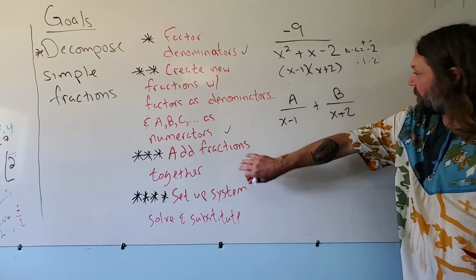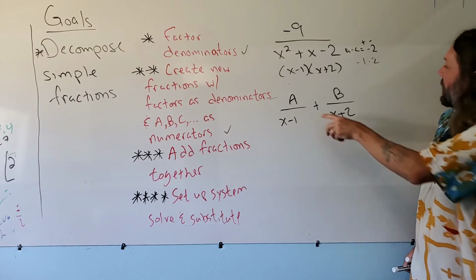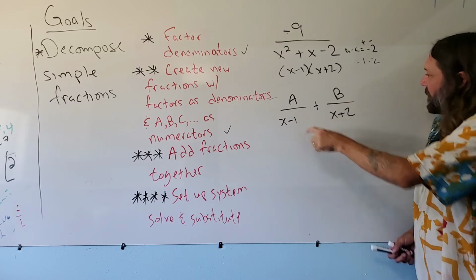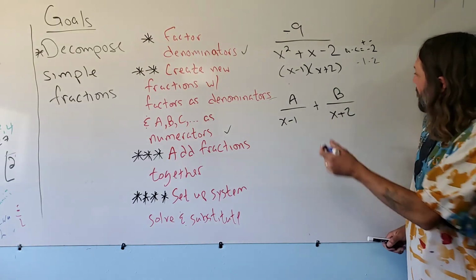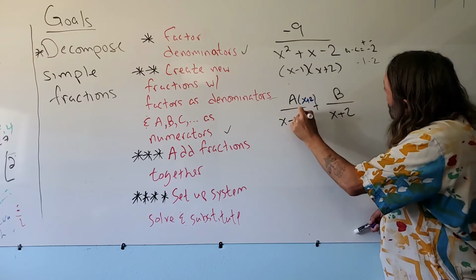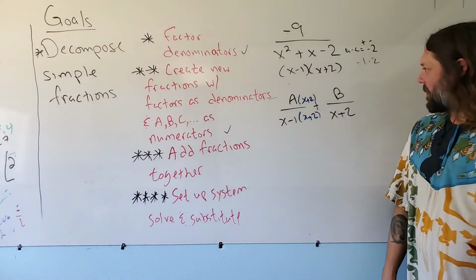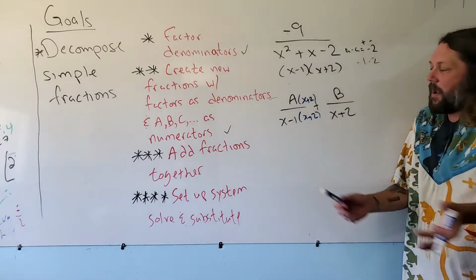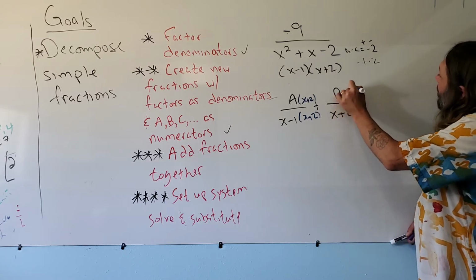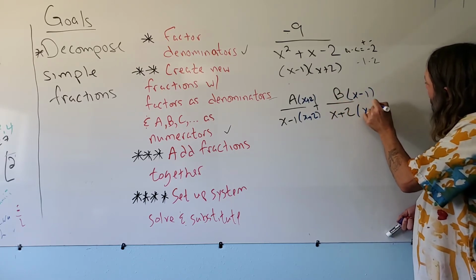And what I'm going to do is I'm going to add fractions together. So just like before, I need to multiply this fraction by that denominator and this fraction by that denominator. So we'll go x plus 2 on this side. You don't need to worry about multiplying the denominator out because you've factored it. You've already done that work. And this one is going to be x minus 1, x minus 1.